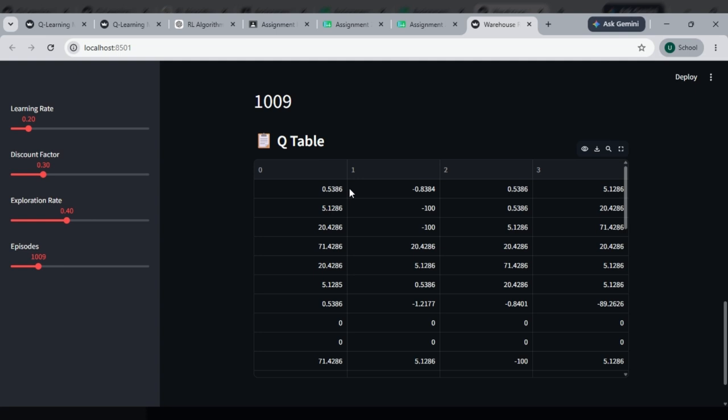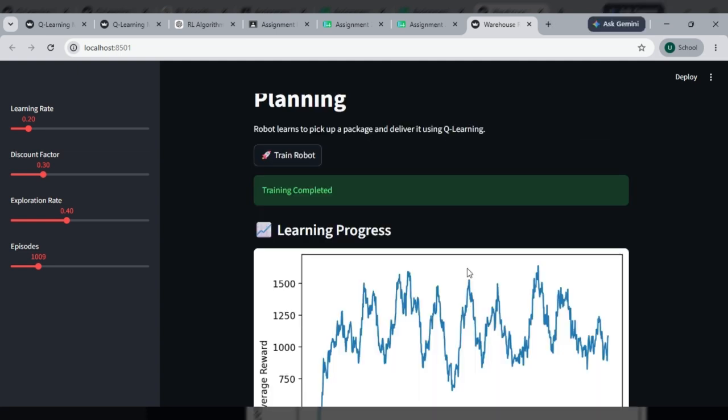and intelligent logistic systems. Reinforcement learning concept. This project is based on reinforcement learning. In reinforcement learning, an agent learns by interacting with an environment.